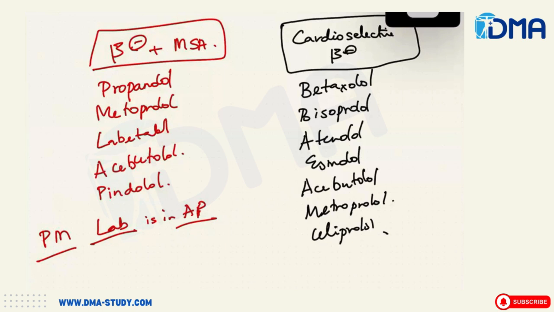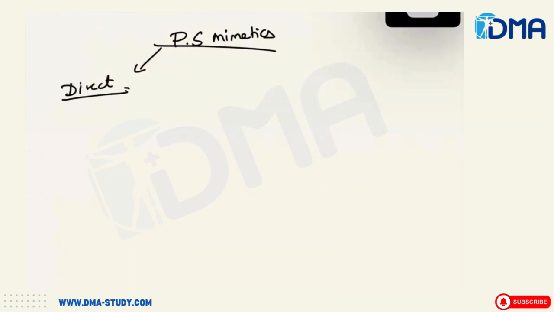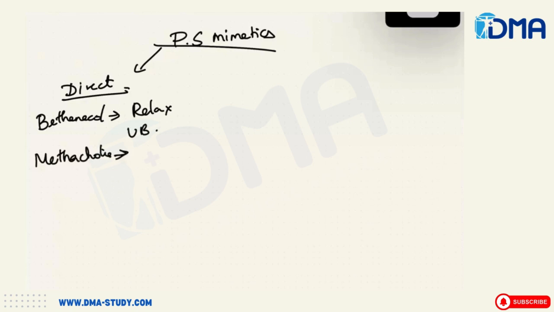Then coming to the parasympathetic drugs, parasympathomimetics. In that you have many drugs, like directly acting drugs. Direct acting, like bethanechol. It is used in the treatment of urinary retention. It contracts the urinary bladder. Then methacholine. Methacholine is used to diagnose bronchial hyperactivity.